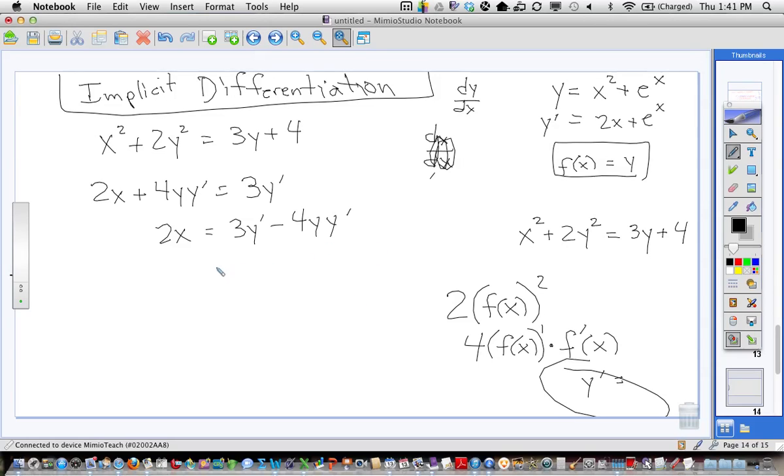Then what? Factor out a y prime, which is 3 minus 4y. Because that's every time that's going to happen. You're going to have some terms with y prime on because you tacked it on, and you're going to have some terms that don't have a y prime because you didn't do a derivative of a y. So you didn't tack on a y prime. So all the terms that have y primes on them get on one side, get the other terms on the other side, factor out your y prime, and then what? Divide. And you got 2x over 3 minus 4y.